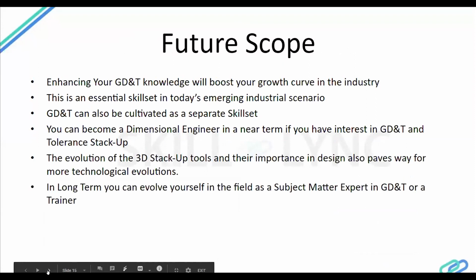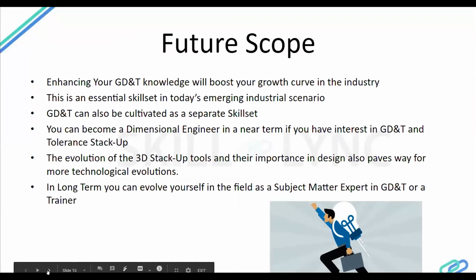So what is the future scope for GD&T? GD&T will boost your knowledge in this field, and it will give you a head start not only in the industry but also in the design field, and it can boost your growth curve in the industry also. It is becoming an essential skill set in today's industrial scenario, and you can become a dimensional engineer in the near term if you have interest in GD&T and tolerance stackup.